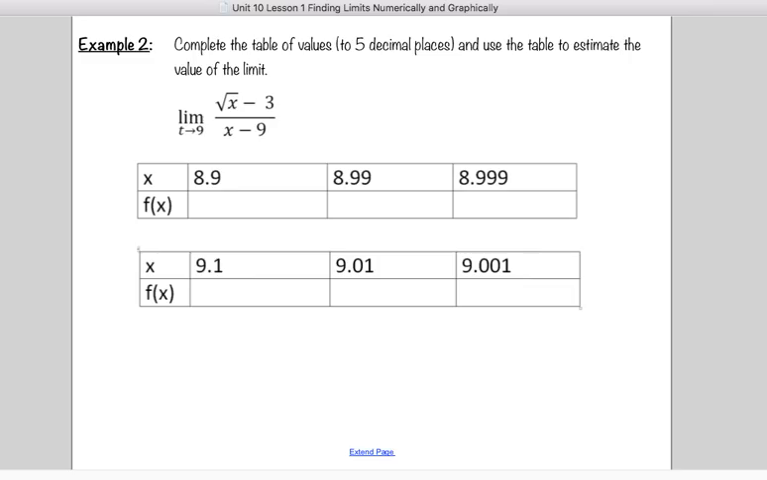Okay, let's go ahead and do this one. Do a little bit quicker. The nice thing about this one is the table. They're giving you the values. So we're trying to find 9. So what we start with is numbers that are like 8.9, and then you get 8.99, and then 8.999. We're getting closer to 9. Same thing here. We have 9.1, 9.01, and then 9.001. So we're going to type those into our calculator, and then we're going to write them all down.